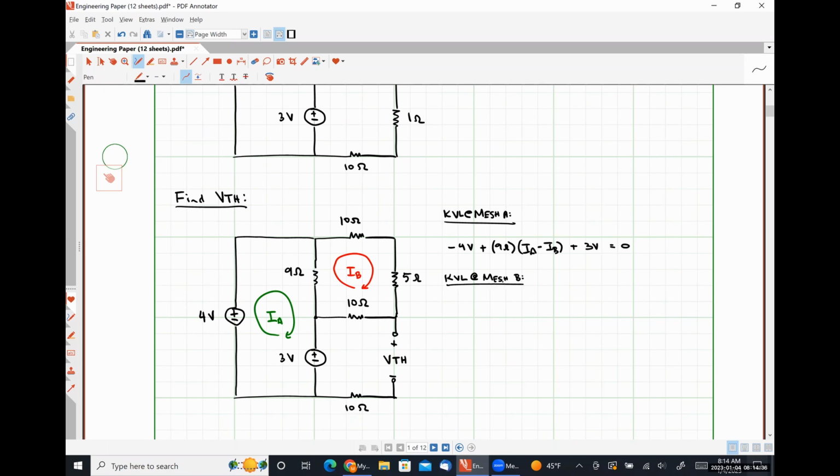Starting at the bottom left-hand corner, we're going to have 9 ohms times (IB minus IA) plus, let's see, 10 ohms plus 5 ohms plus an additional 10 ohms times mesh current IB is equal to 0, where I'm effectively just putting those 3 resistors in series as a single equivalent resistance because they all appear as if they're in series from the perspective of our mesh current IB. And so now we have 2 equations, 2 unknowns. So let's take a moment to solve this system.